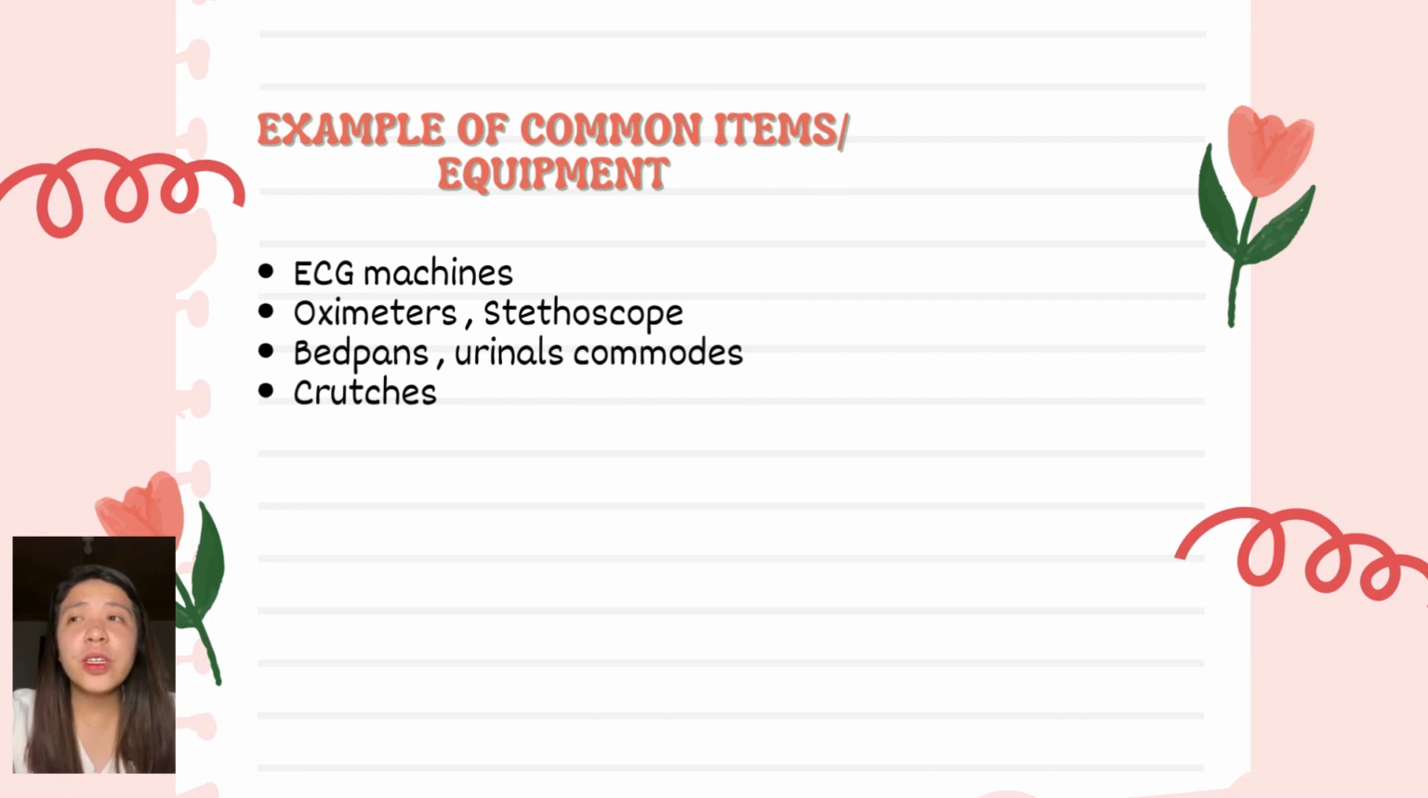So these are the common items or equipment for the non-critical category. The first one is the ECG machine, oximeters, stethoscopes, bedpans, urinals, commodes, and the last one is crutches.